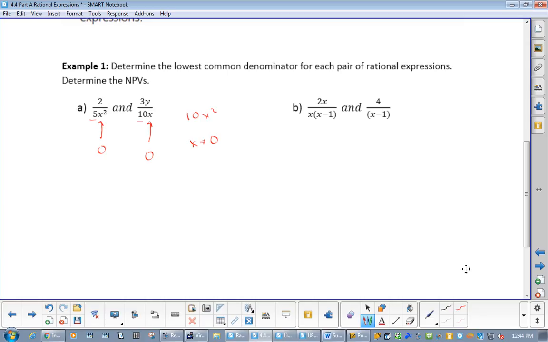What do both x and x times x minus 1 go into? x bracket x minus 1. Do you see how this is in here? And do you see how this is in here? Okay, that's your LCD. And it said determine the NPVs. x cannot equal, what would be bad here? 1, and here? 0. Okay, and then that's 1 again.